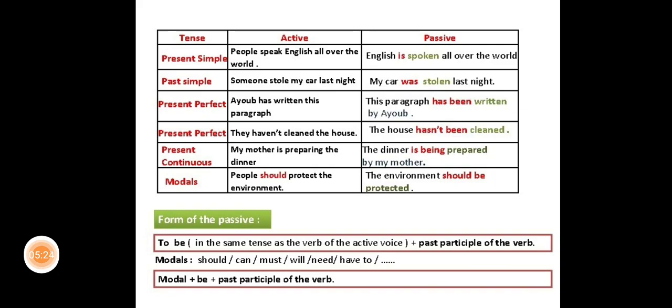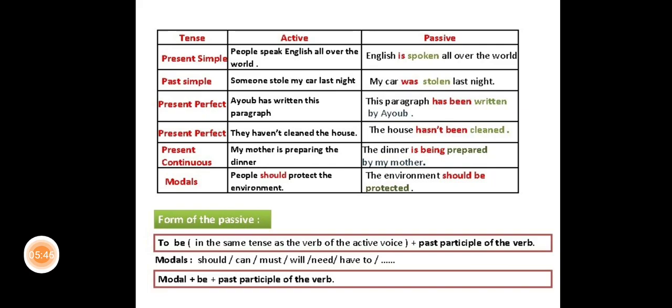Present perfect plural, like they haven't closed or they haven't cleaned the house. The house hasn't been cleaned. Look at what the object is. The object is the house here. And hasn't been, this is the passive form, and then a verb past participle, cleaned.